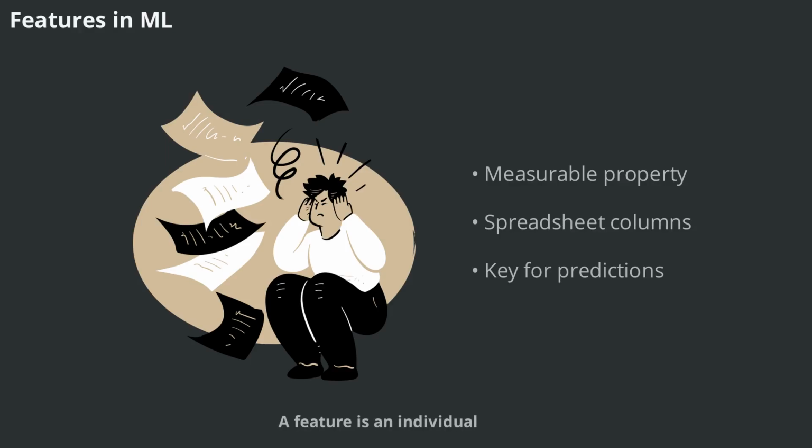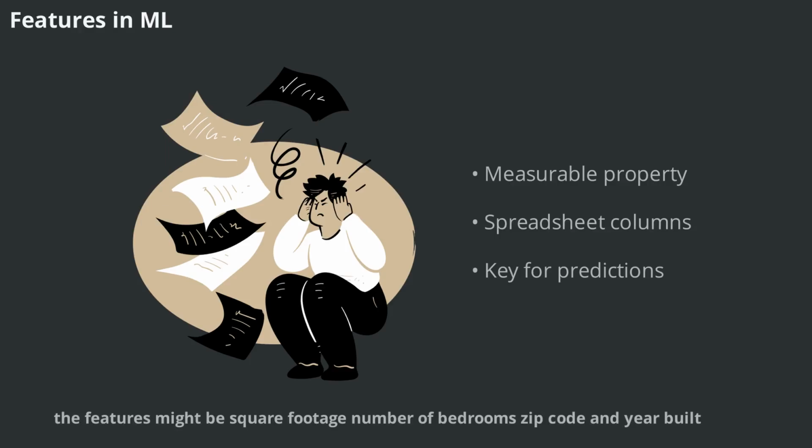A feature is an individual measurable property or characteristic of the data you're analyzing. In a spreadsheet, features are your columns. For example, if you're building a model to predict house prices, the features might be square footage, number of bedrooms, zip code, and year built. Features are the building blocks that help the model understand and make predictions about the data.